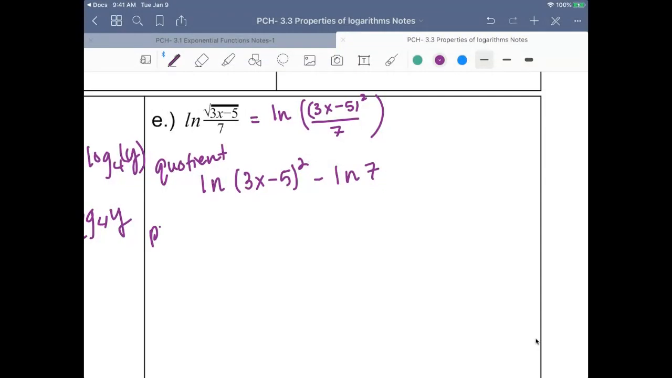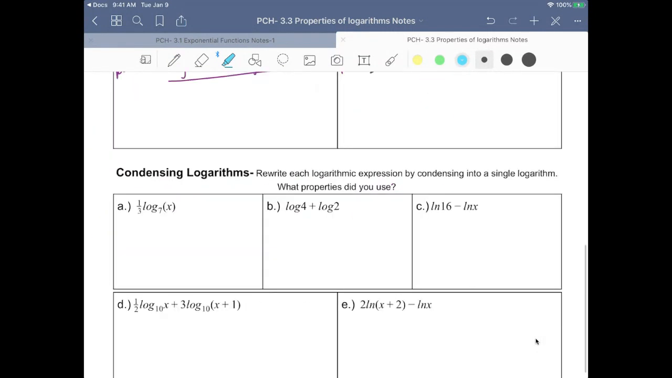Now again, we can use the power property. This is 1/2, to move the power in front, so 1/2 ln of 3x minus 5 minus ln of 7. Can we continue on? No, because under here I have subtraction and multiplication. I don't have any addition rules, so we just leave it as it is. Okay, that's your answer.